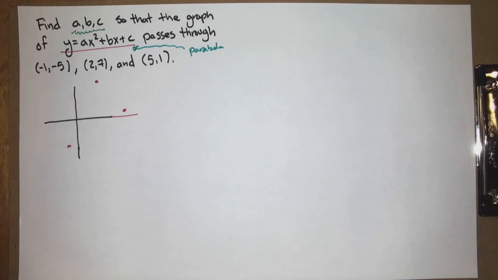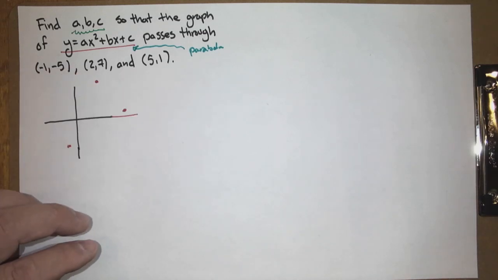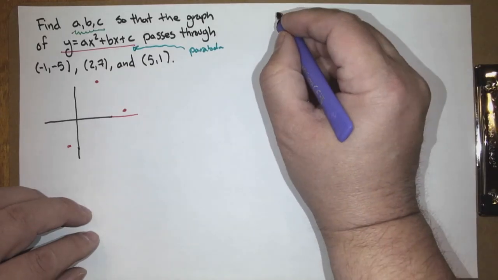Well, what do we have? Oh, and by the way, maybe before I get too far, if I'm solving for 3 unknowns, how many equations would I like to make? 3. Usually when you're solving for 3 unknowns, you want 3 equations. Well, what do we have 3 of? We have 3 points.